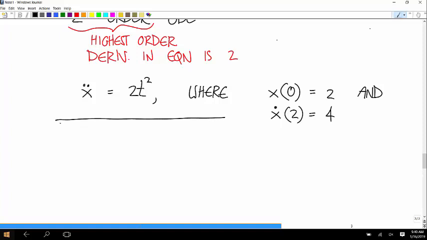Okay, so I'm going to do this step by step. First, I'm going to think of the second derivative of this with respect to time. You can think of that as d dt of x dot. And so I'm going to write it that way. Just deal with one of those derivatives at a time. So d dt of x dot is that x double dot, and that's equal to 2t squared.